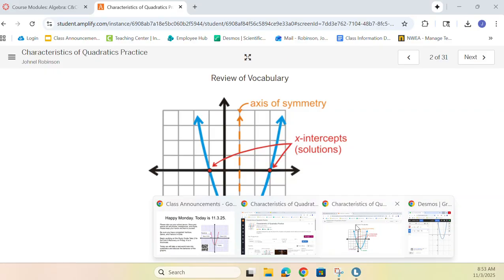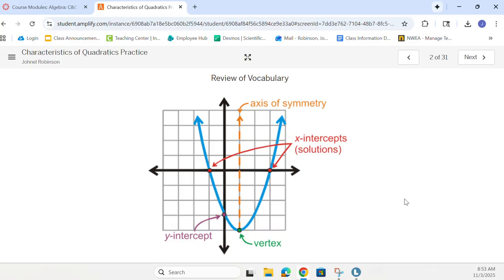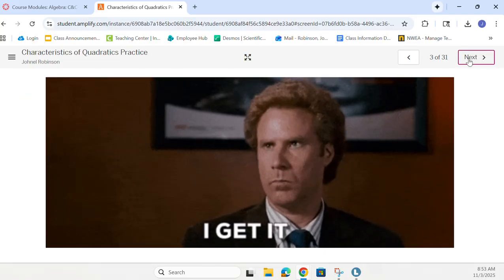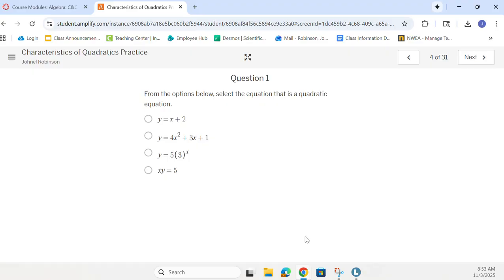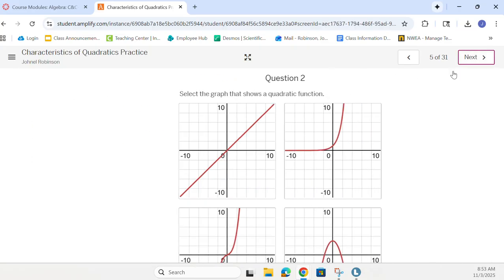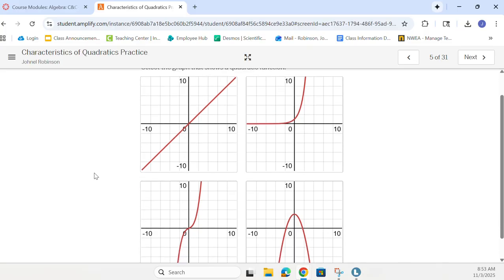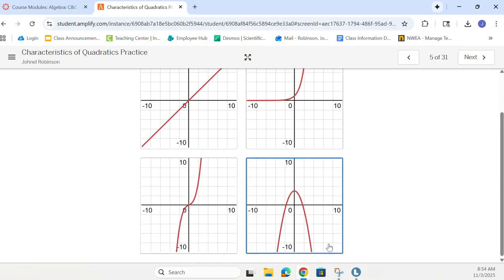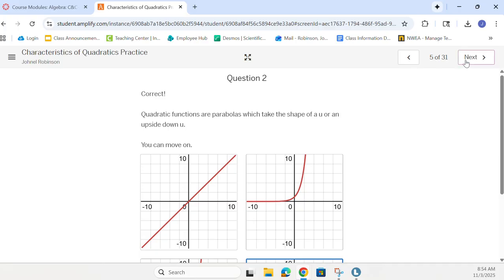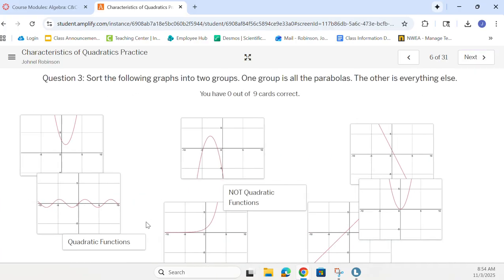All right, back to this assignment right here. So this one is a review of the vocabulary. We found the vertex and they're going to ask us about the axis of symmetry. Let's go on to number 4. Question number 1. From the options below, select the equation that is a quadratic. Question number 2. Select the graph that shows a quadratic function. All right, next we're going to sort the graphs into 2 groups.